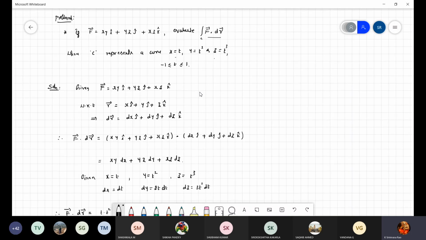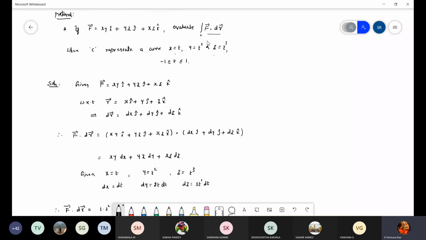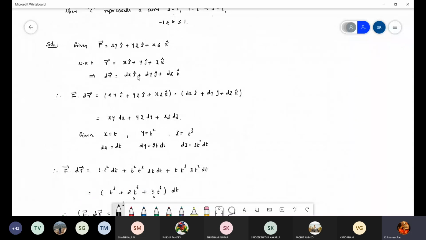So the main thing here is the basic, simple formula: F dot dr, the dot product of the given vector and dr. Dr is fixed. Actually, these two steps are also not required. Dr is a standard dx i cap, dy j cap and dz k cap. You can consider it directly from here. To understand easily, I am writing what is r and what is dr.